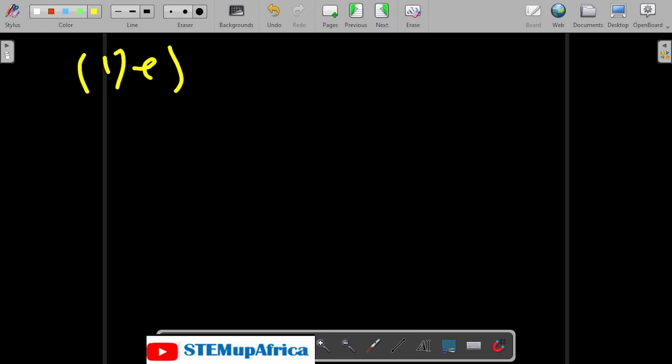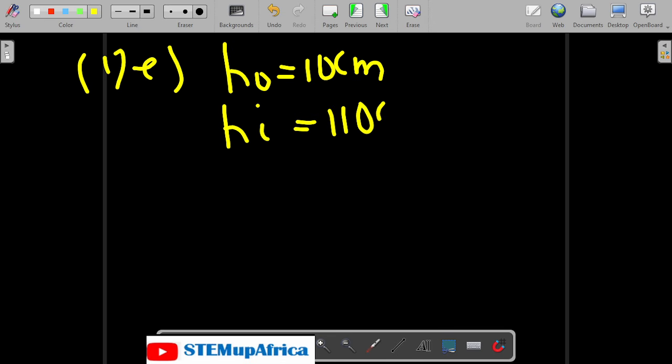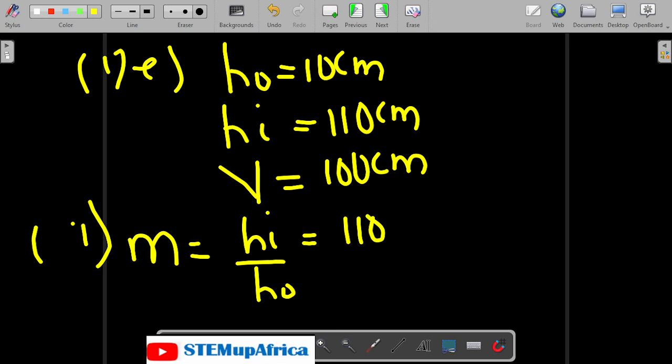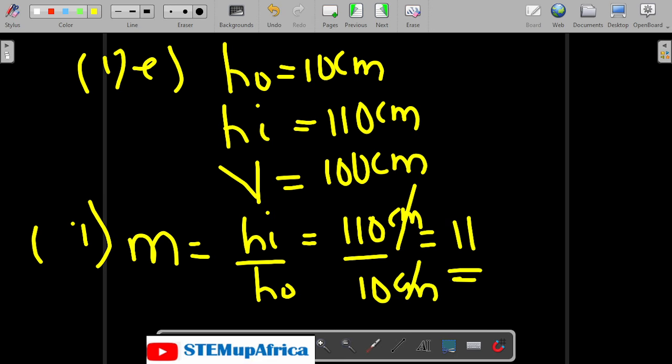So let's state out our given data. It gave us the object height as 10 cm, then the image height as 110 cm. We have the image distance as 100 cm. So the magnification is image height over object height, which is 110 divided by 10, that is 11. Here is cm, here is cm, both of them will cancel out.